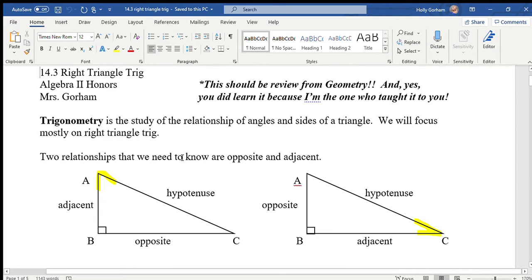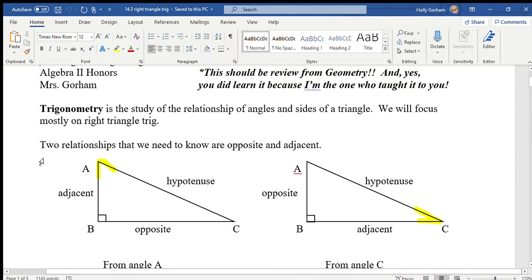In section 14.3, we are going to go over right triangle trig, which we did in geometry. It was in chapter 9, and I know you learned it because I'm the one that taught it. So we are going to review quickly. It's kind of a long lesson, so I'm going to talk quick and try to hit the highlights.